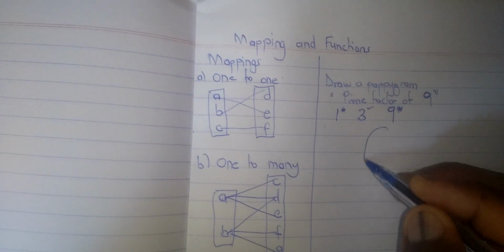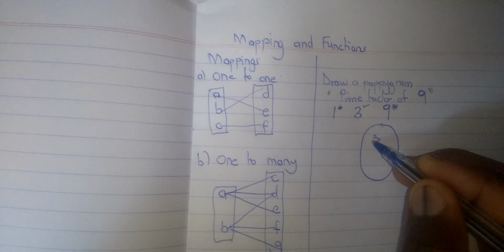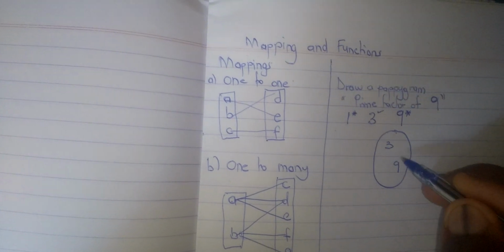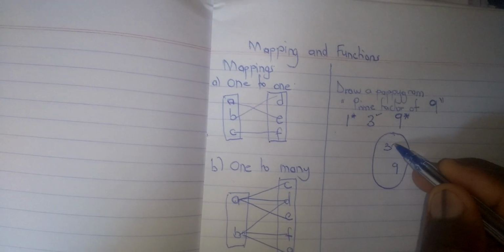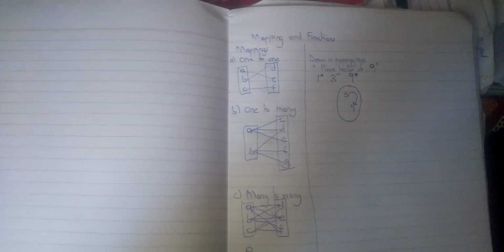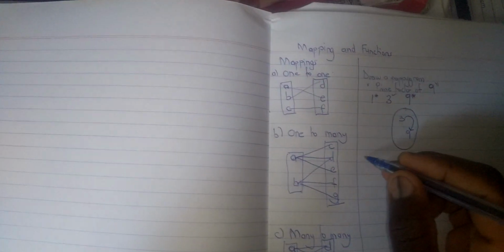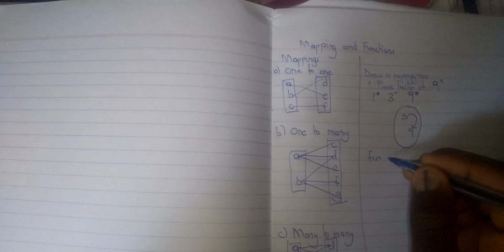So I'll just draw my parallelogram. And this is the 3 and this is my 9. So I'll just represent and say 3 is a prime factor of 9. So leaving that aside, we shall see more examples concerning that. So let us just go ahead and look at functions.